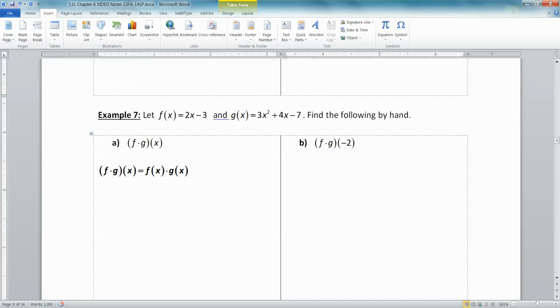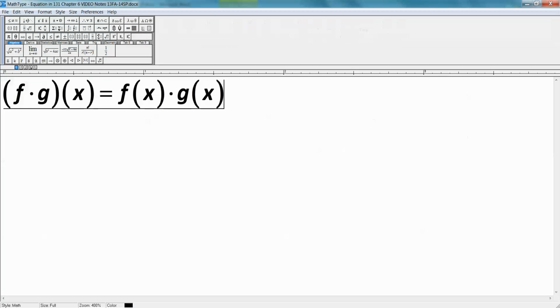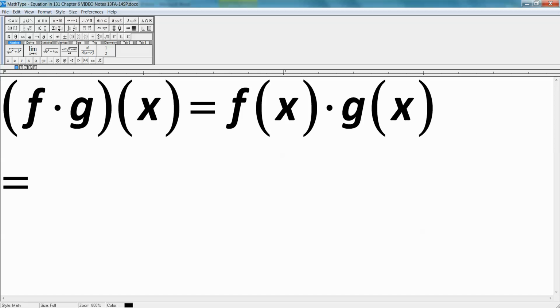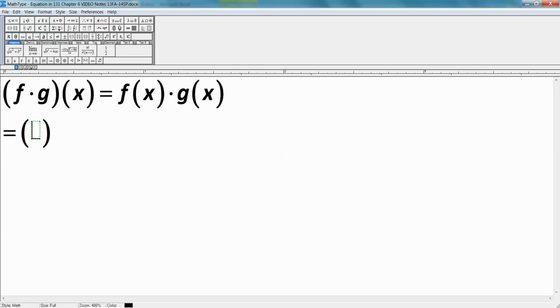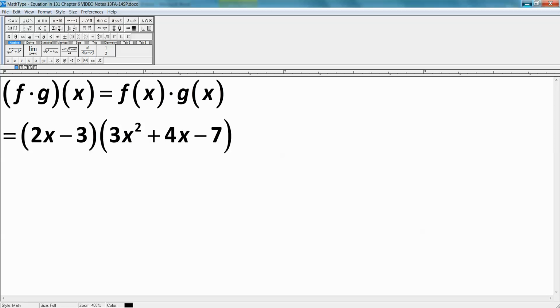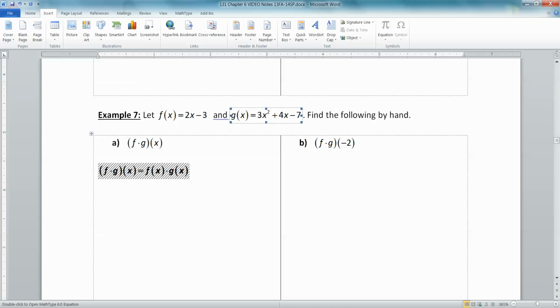All right, so last one, we got to find f times g by hand. Okay, so f of x was, let's see, that means when it says f dot g, we need to find f of x times g of x. So that's 2x minus 3 times 3x squared plus 4x minus 7, I think it was. Let me double check that. Oh, look at that, I'm that good.